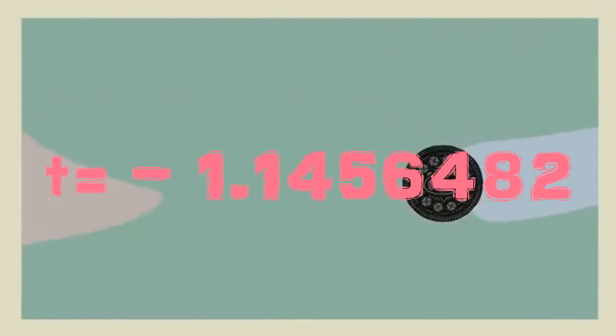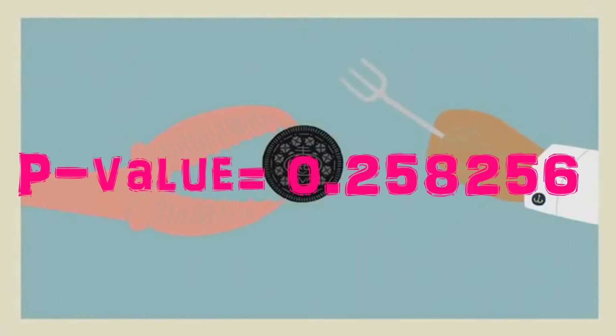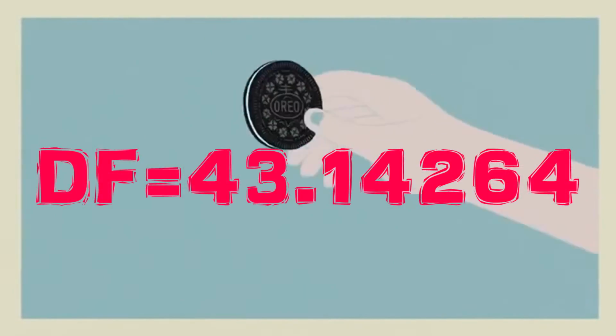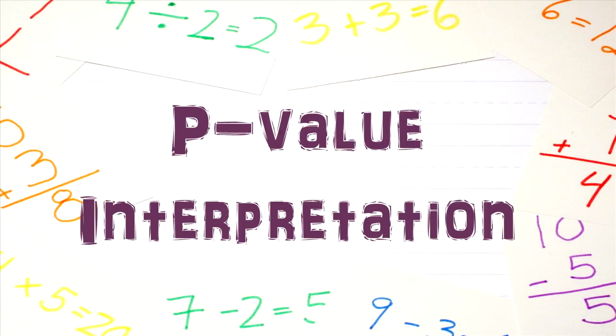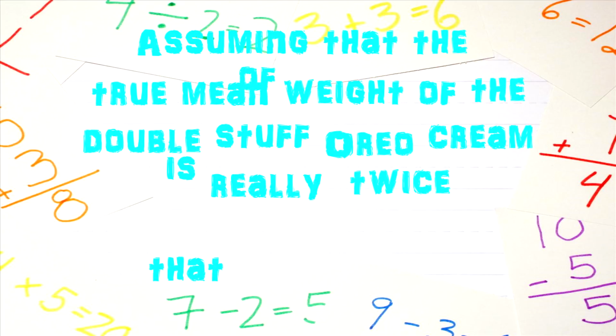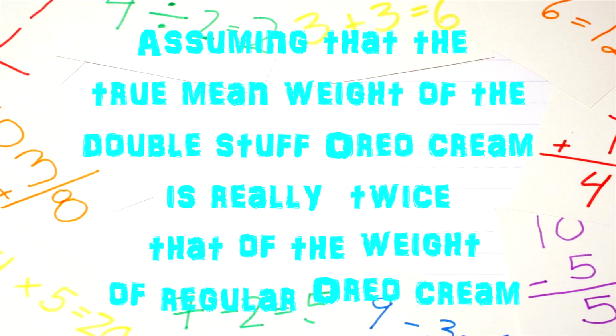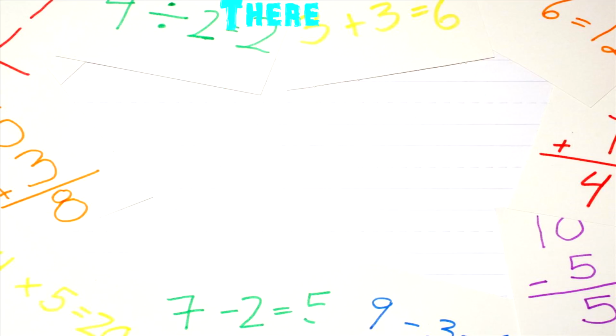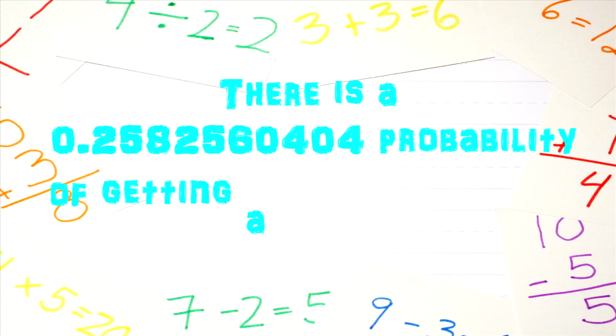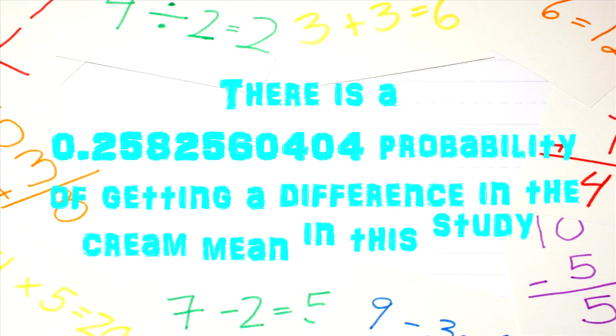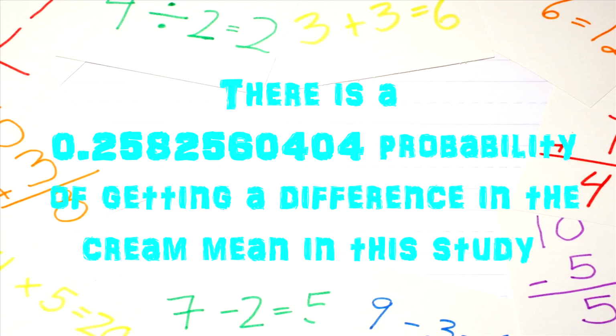Calculation. The t-value is negative 1.14, the p-value is 0.25, and the degree of freedom is 43.14. P-value interpretation. Assuming that the true mean weight of the double stuffed Oreo cream filling is really twice that of the weight of the regular Oreo cream filling, there is a 0.258 probability of getting a difference in the cream filling mean in this study.